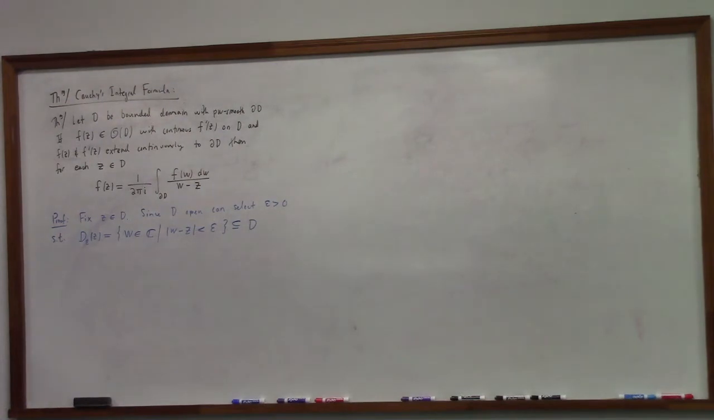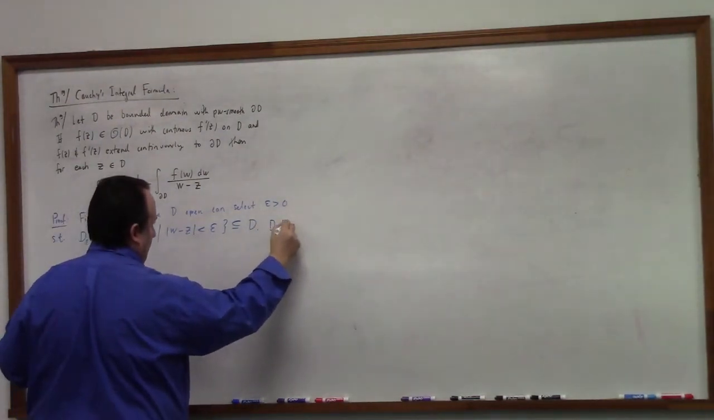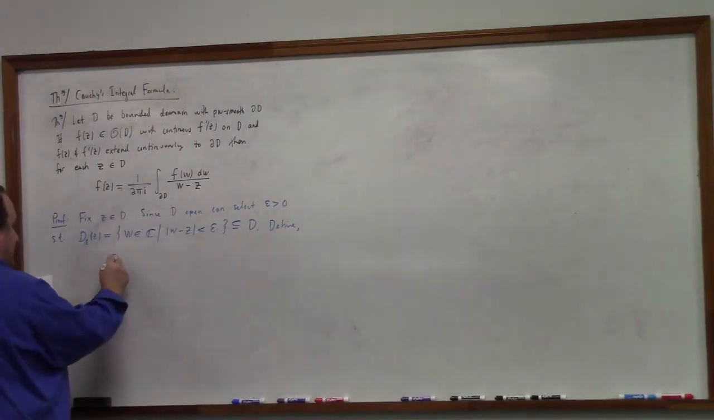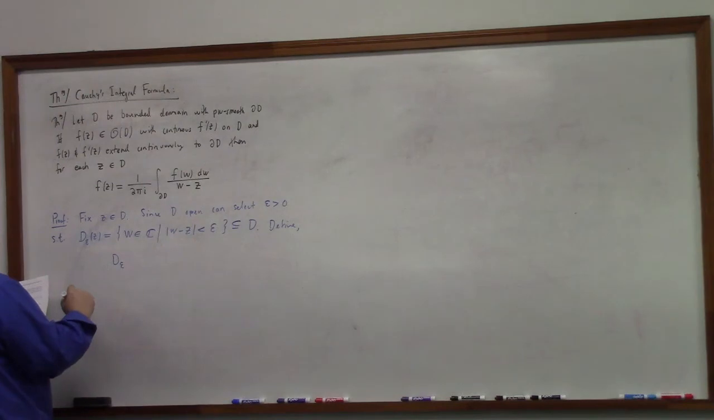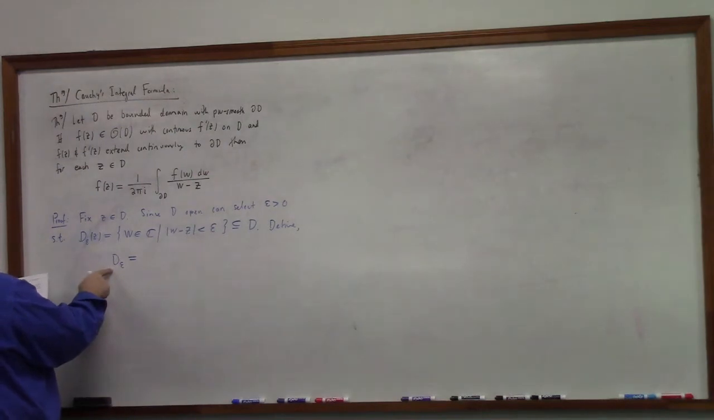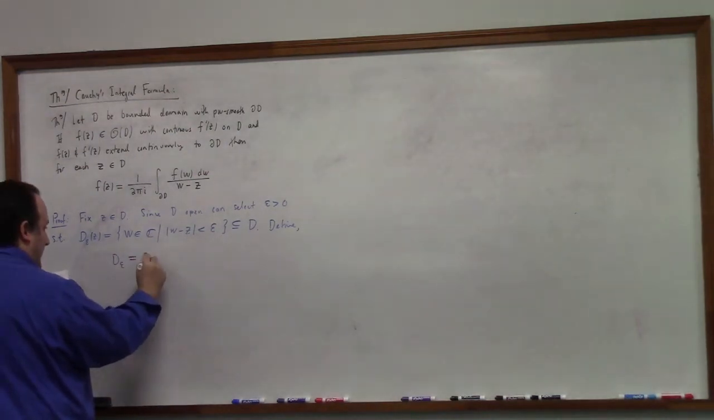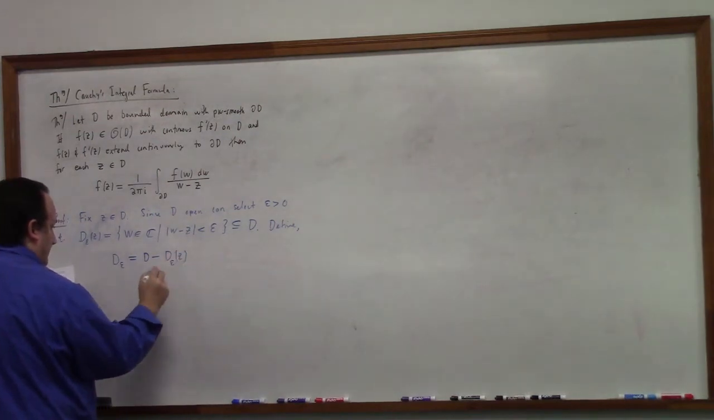And then we can define D sub epsilon, which is unfortunate. I'm going to stick with the notation in the notes, but it is unfortunate that it looks so much like the disk notation, because this is really something different. Here, what I'm doing is D minus D epsilon of z.